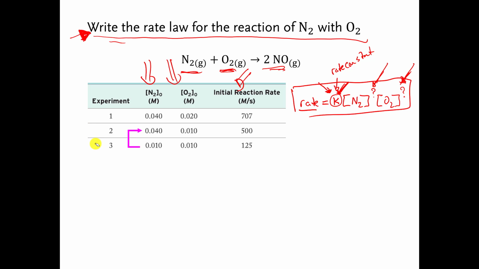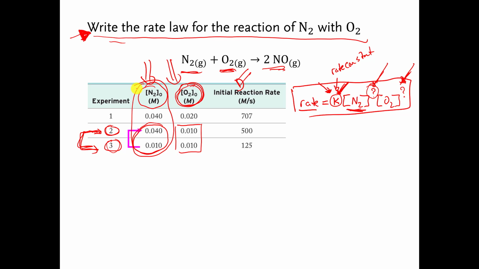First thing we're going to do is compare these two experiments here, experiment number 2, experiment number 3. If you notice, in experiment number 2 and number 3, the concentration of O2 at the beginning of our experiment is the same. So this thing doesn't change between experiments 2 and 3, but the concentration of N2 at the beginning of our experiments does change. So what we are doing when comparing experiments 2 and 3 is trying to figure out what number is going to go here for the N2, because the N2 is the only thing that's changing in this case.